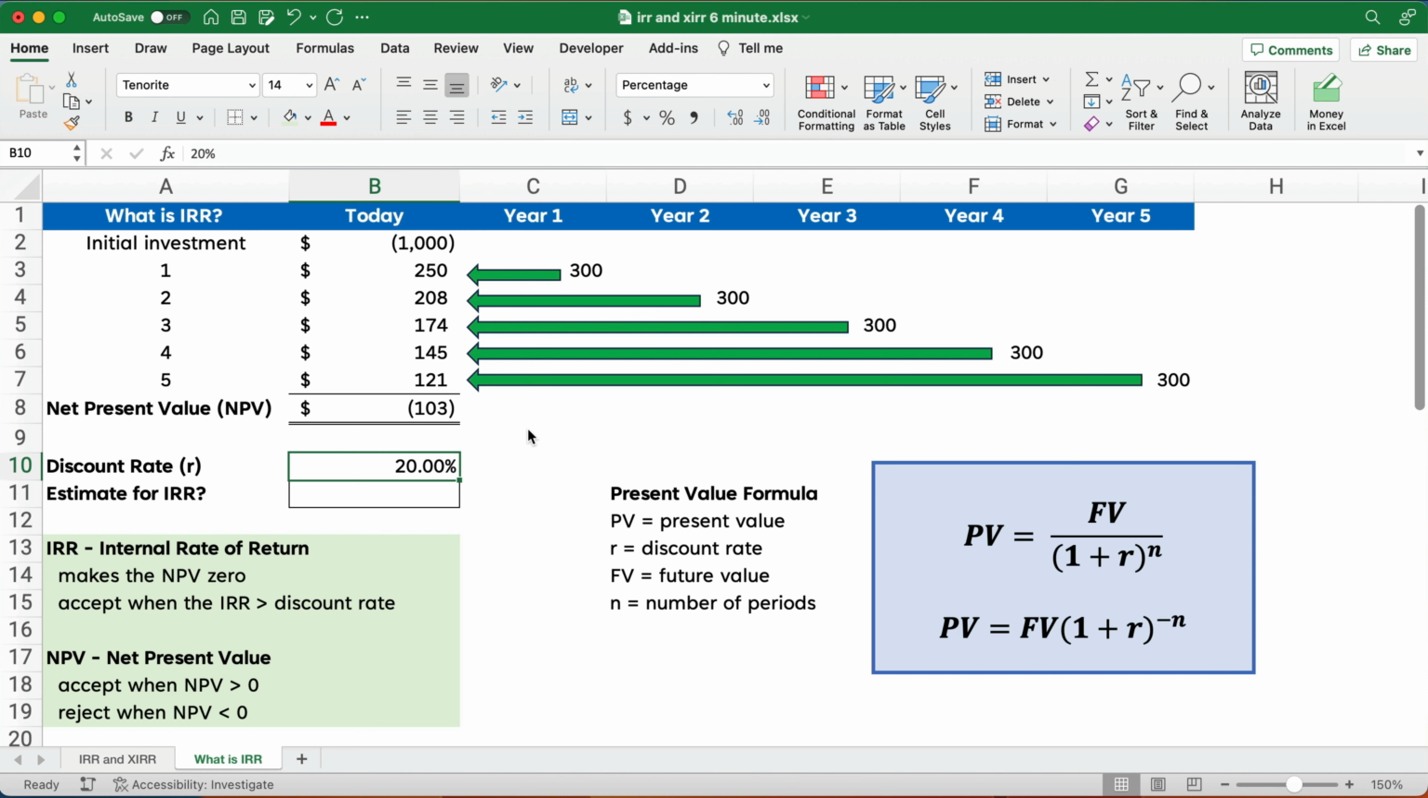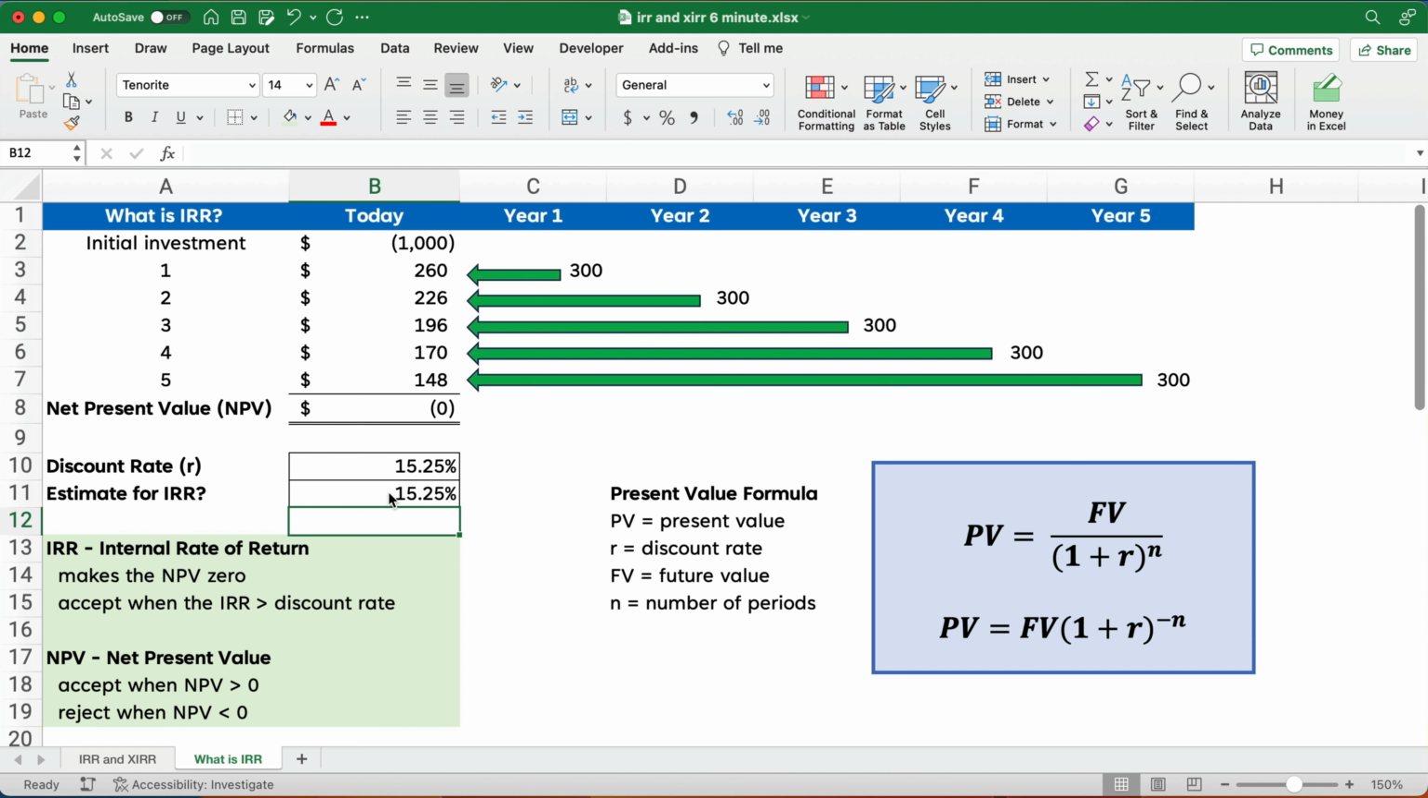If we required a 20% return, then we're not getting that, so we reject. So 10 was positive, 20 was negative, so let's try 15. At 15%, we're really close to 0. Let's try 15.25 maybe. And that gives us essentially 0. So what do we know? Our best estimate then for IRR is 15.25 because it's the rate that makes the NPV 0. So this is how it works.